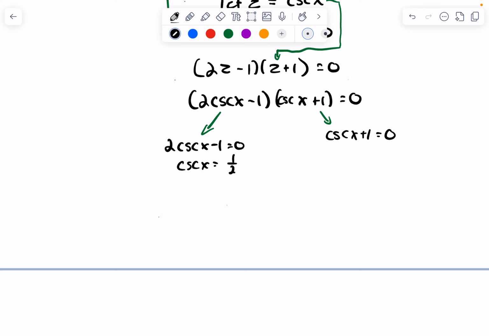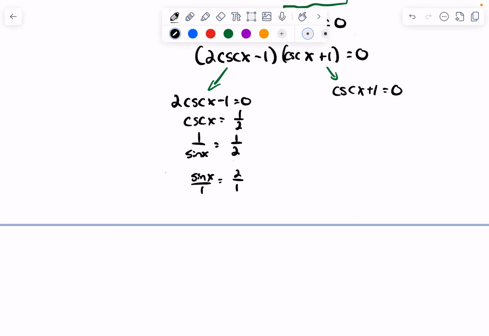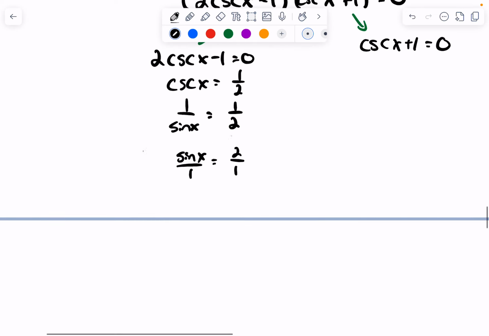Well, I don't have a cosecant button on my calculator, so really just turn that back into sine. Cosecant is the same thing as 1 over sine x. So I can write 1 over sine x is equal to 1/2. But I want what sine x is equal to, not 1 over sine x. So just flip both your fractions. Sine x over 1 is equal to 2 over 1, so really it's sine x is equal to 2.